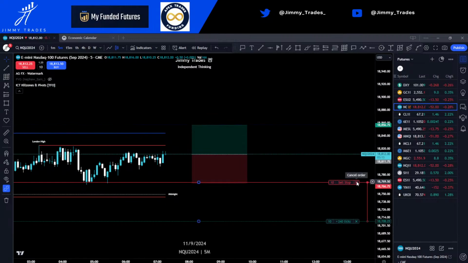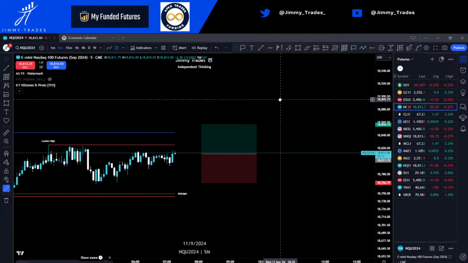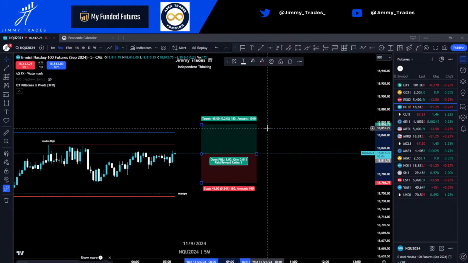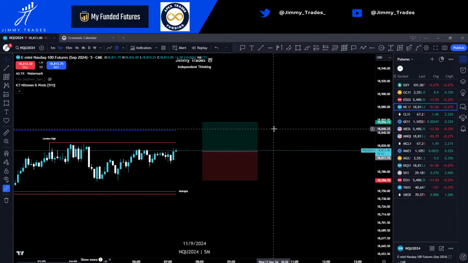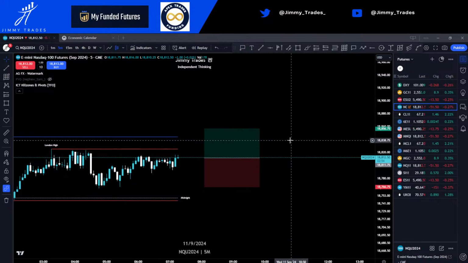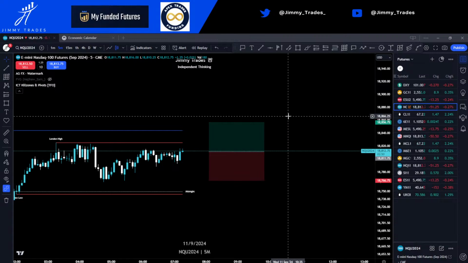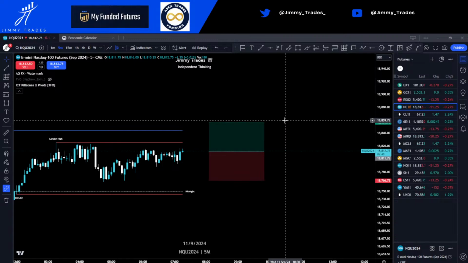Let's remove these orders so that I don't get a fill. So you can only trade 3 accounts at the same time with My Funded Futures. Obviously, Apex gives you more scalability with up to 20 accounts. Obviously, then you need the trade copier to work with that.